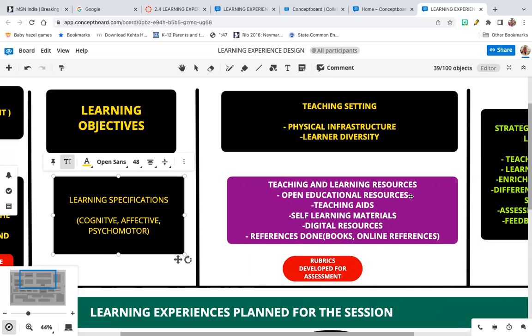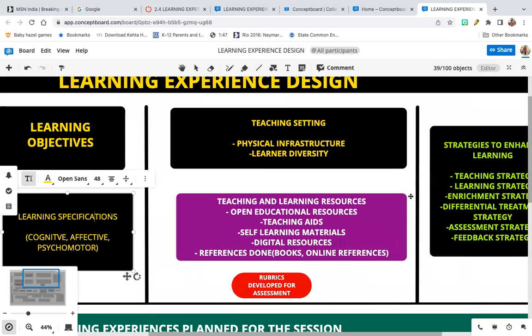The next that comes is the learning resources. You need to plan for your learning resources. What kind of learning resources are you going to use? So a learning resource could be a chart, it could be a worksheet, it could be a picture, it could be a map, it could be some material which the child has to go through. So it could be an open educational resource, it could be a self-learning material. Digital resources are available, also reference books. So all this can be in the teaching learning resources.